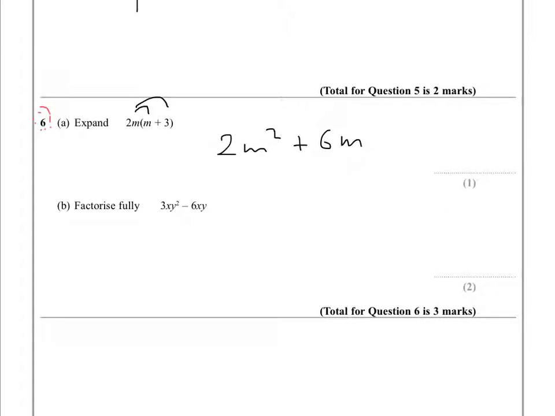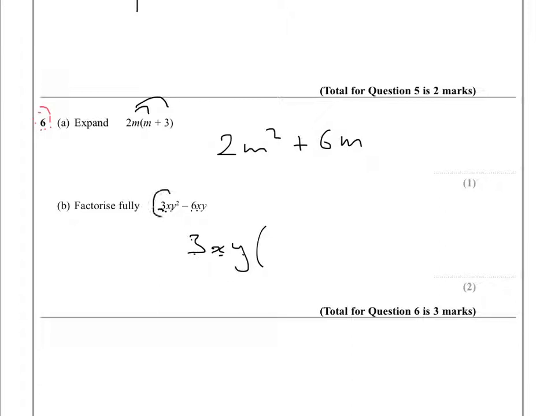Okay, and don't forget that m on the end there. Part B, quite a tricky one. We're trying to make the brackets here, but there's a 3 and a 6, so I can take a 3 out the front. There's an x in both expressions, so I can take an x out the front, and there's a y in both expressions, so I can take a y out the front.